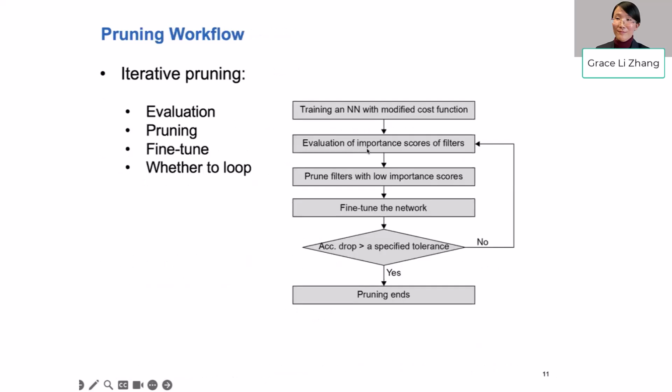So this is our pruning workflow. We first train a neural network with the revised cost function, and we evaluate the importance scores of all the filters and prune those filters that are important for only a small number of classes. After that, we fine-tune the neural network and check the accuracy drop. If it is larger than a given threshold, then the pruning ends. Otherwise, we can re-evaluate the importance scores, because the neural network has been fine-tuned so the importance scores have changed, so we can further prune the filters until we reach a given accuracy drop.